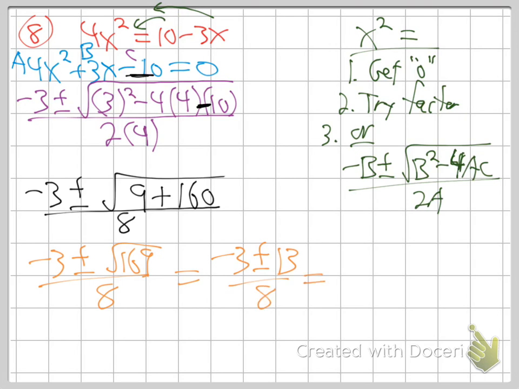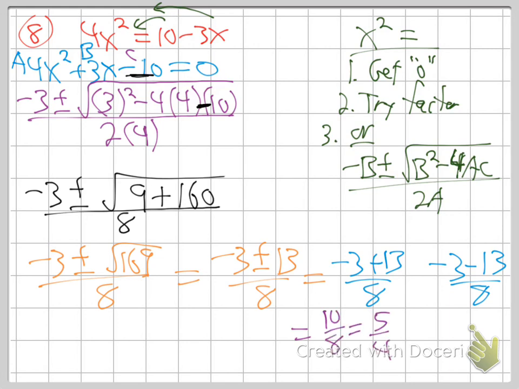And so, what are those two options? That's minus 3 plus 13 over 8 and minus 3 minus 13 over 8. And what's that? That is 10 eighths, or 5 fourths. This one is minus 16 eighths, or negative 2. So negative 2 and 5 fourths are the two answers. We could have gotten these more quickly if we factored. If you're a good factorer, you could have just factored that. Maybe some of you did that.